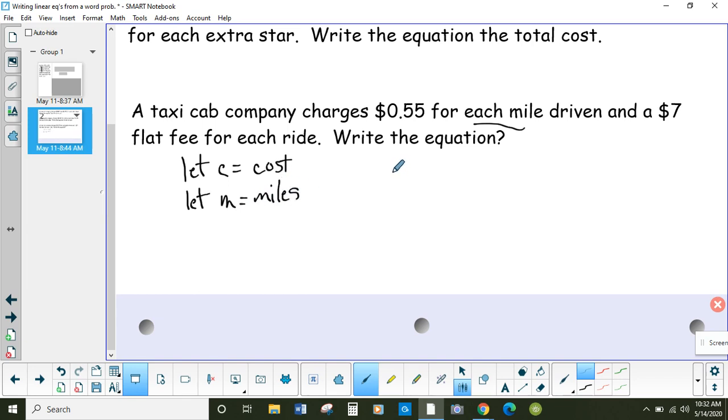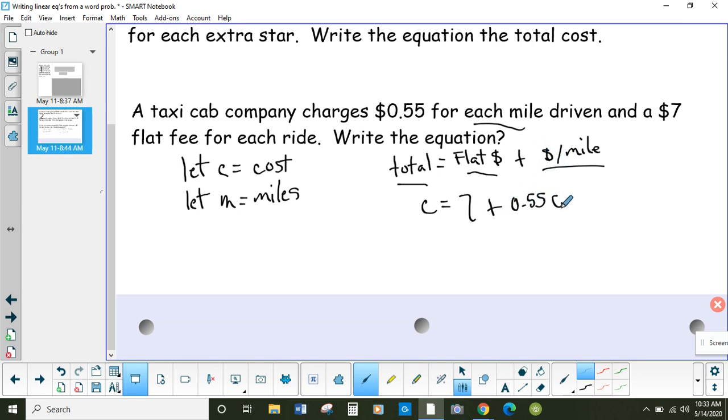We're going to make sense of the problem. The total is going to be one of those ones where I'm adding stuff up. Equals a flat fee and a charge per mile. Does that make sense? All the money you're going to pay is what they charge you plus extra for each mile. Let's just plug it in. We don't know total, we'll put a letter. We know flat fee, put it there. You know how much per mile? Put it there. But you don't know how many miles, put another letter, and that's it.